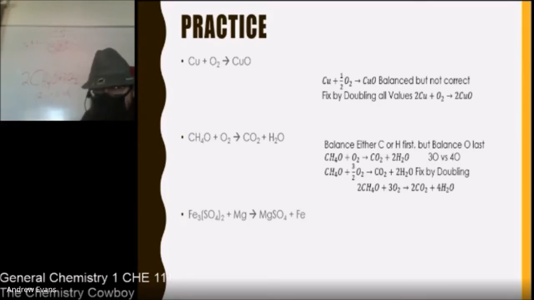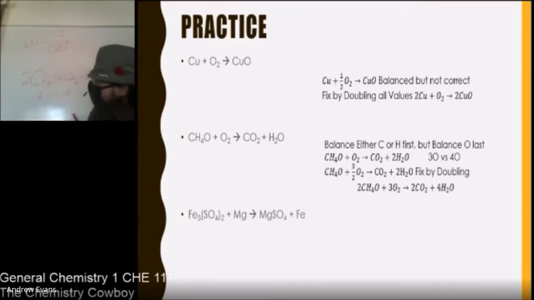I have 2 sulfurs and 8 oxygens on the left. You can say I have 2 sulfates on the left and 1 sulfate on the right. So I would have to double the magnesium sulfate to get the right number of sulfates. And then I would triple the amount of iron. So, yes, you have 2 sulfates. So you don't need to worry about the oxygens.